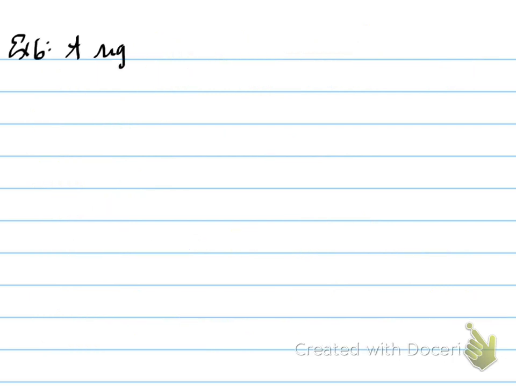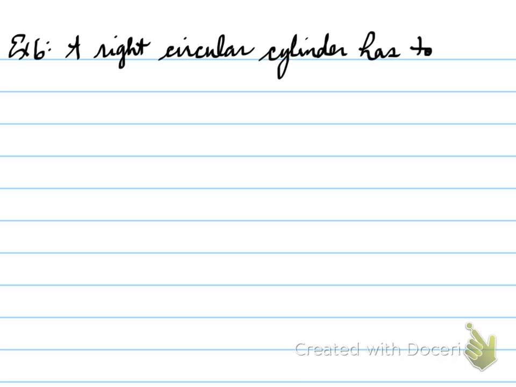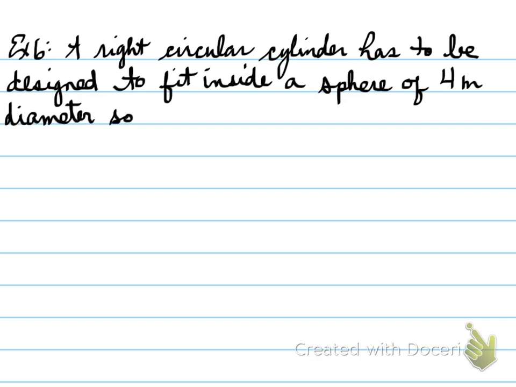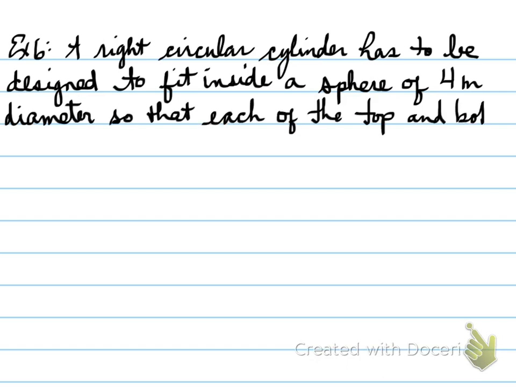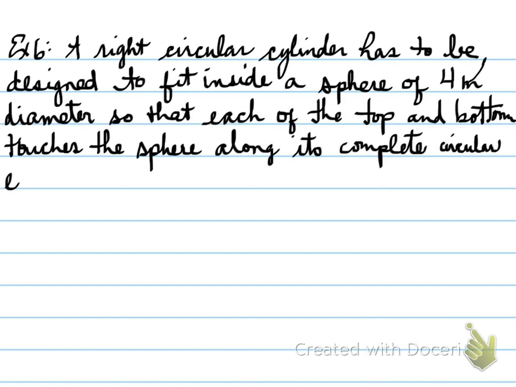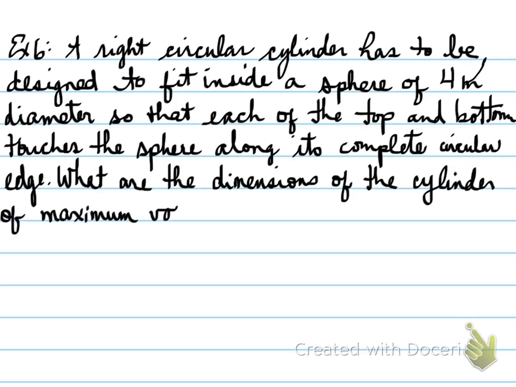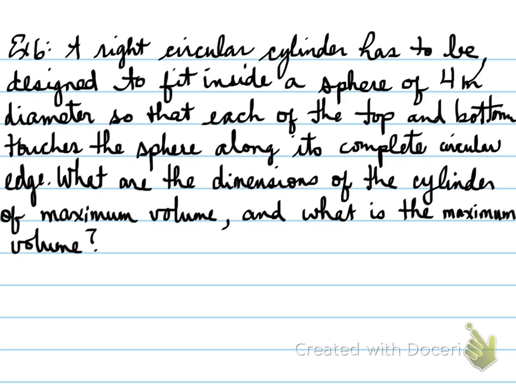All right, down to the last question. A right circular cylinder has to be designed to fit inside a sphere of 4-meter diameter so that each of the top and bottom touches the sphere along its complete circular edge. What are the dimensions of the cylinder of maximum volume, and what is the maximum volume? So that's the question. So you have a sphere here, and then with that sphere, you're going to have a right circular cylinder.